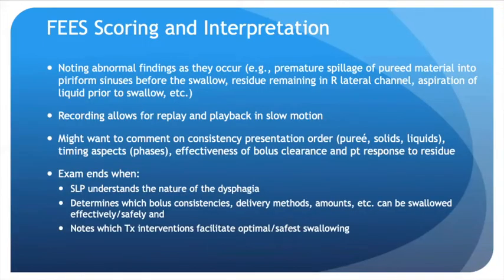So with respect to FEES scoring and interpretation, you'll want to note abnormal findings as they occur. So premature spillage into the piriform sinuses before the swallow, any residue remaining in the piriform sinuses, and any aspiration indications, and that might be a cough, or you might actually see a little bit of dye below the level of the vocal folds in the airway. One of the good things about recording these exams is that it allows for replay. You could actually play it back in slow motion as well.